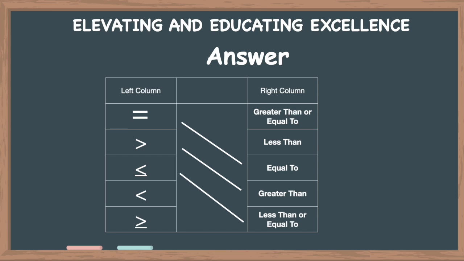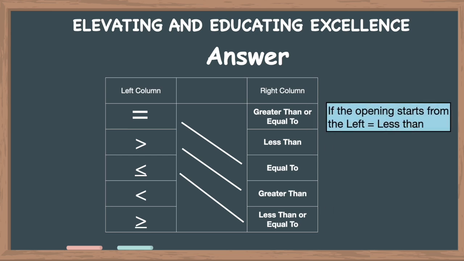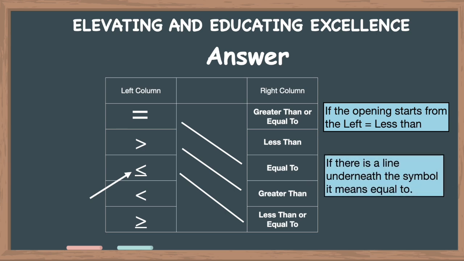Some pointers to determine the difference between the second row and the third row, so greater than and less than: if the opening starts from the left side, it means less than. So the point starts from the left side and it opens up towards the right side. Hopefully that helps. Because the fourth row's point is starting from the left side and opening out towards the right side, we know that's going to be less than because there's no line underneath. If there is a line underneath the symbol, it means equal to. In this case, there's no line underneath, so that means it's just less than.